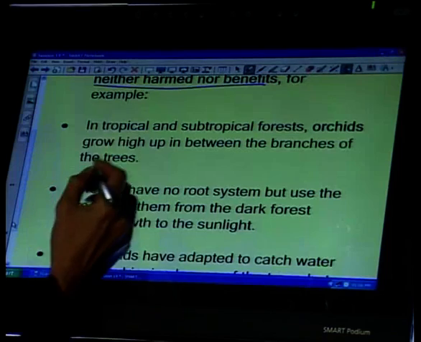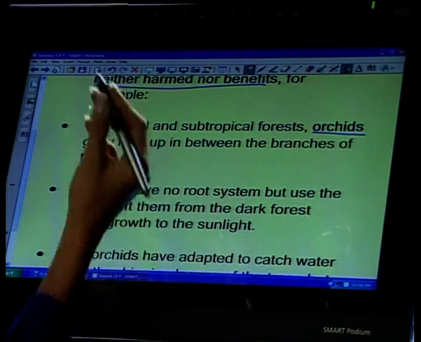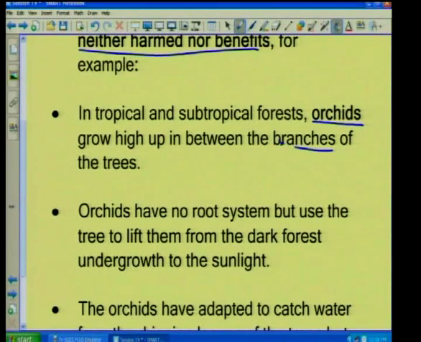So here we'll have in tropical and subtropical forests, your orchids. They need the branches of the trees to grow on so they can get air and water and moisture and light. Whereas the tree doesn't care if there's this orchid growing on it. The same with trees and a bird's nest. The tree is neither harmed nor benefits. It doesn't care whether the bird's nest is in the tree, but the bird definitely benefits.